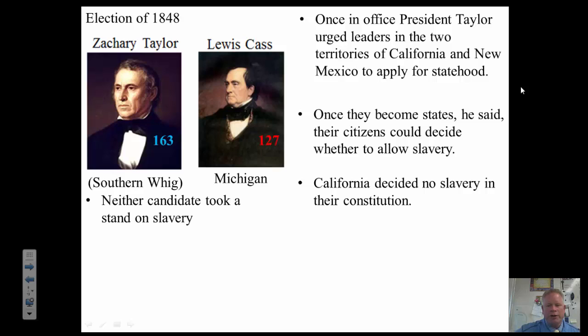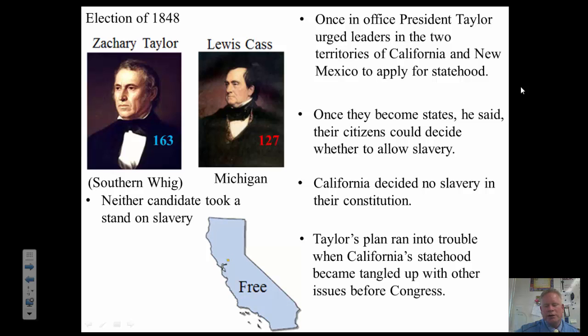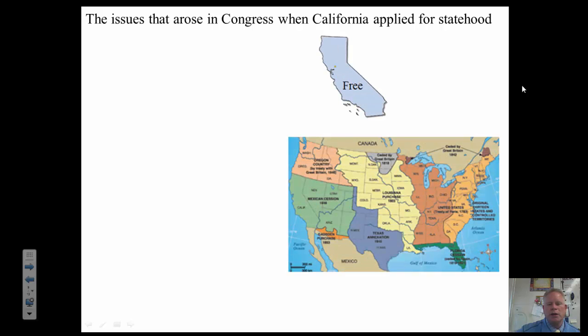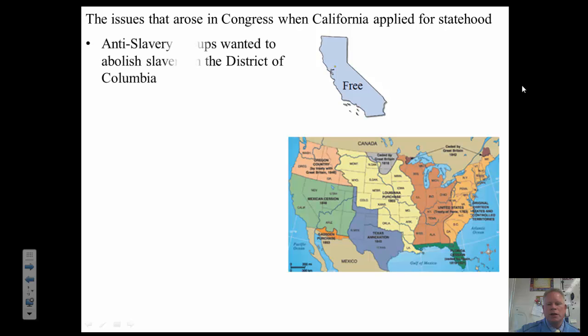So California decided no slavery in their constitution. So California was going to come in as a free state. Now, this was going to cause problems in the Senate, just like it did 30 years before with Missouri. So Taylor's plan ran into trouble when California's statehood became tangled up with other issues before Congress. So California was going to come in as a free state. That was the biggie, because that would upset the balance in the Senate.